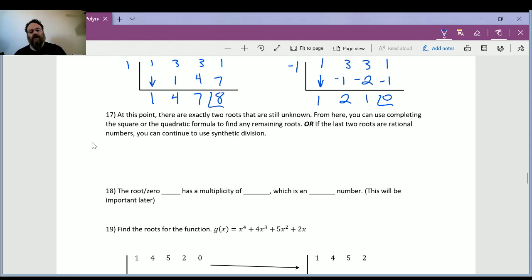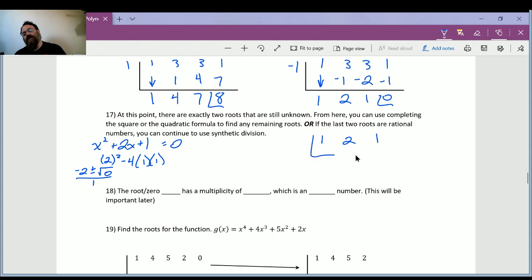You can do x squared plus 2x plus 1 equals 0. If we were to do the quadratic formula, that's going to be b squared minus 4ac, and that ends up giving you 0. So it is going to be a rational number. Okay, if we want to do it that way, or if you just are a huge fan of continuing with synthetic division, we can do that.